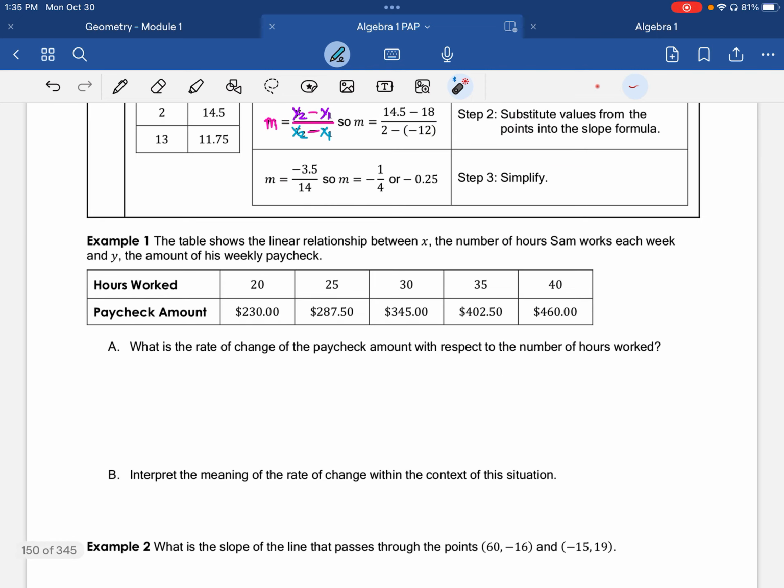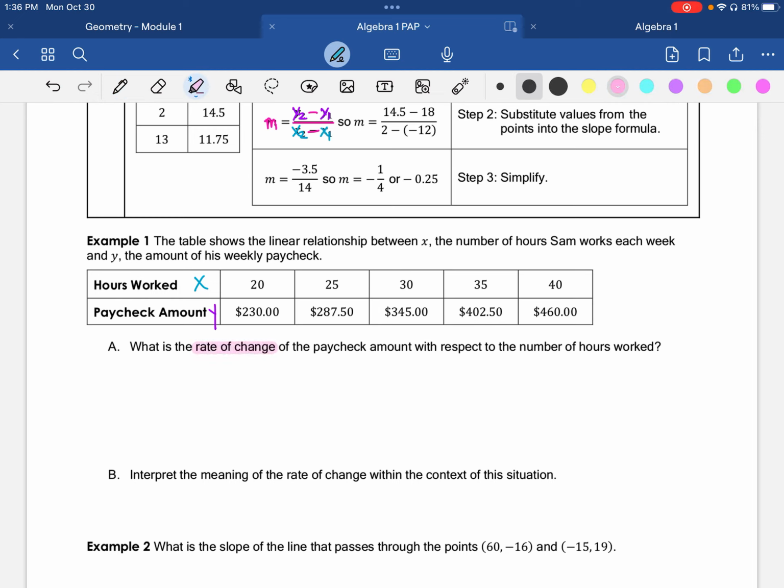All right, let's go ahead and start with example 1. The table shows the linear relationship between x, the number of hours Sam works each week, and y, the amount of his weekly paycheck. So remember, in my table, if it is not stated for you in the description of the problem like it is here, the first column of your table is going to be your x values, and the second column of your table will be your y values.